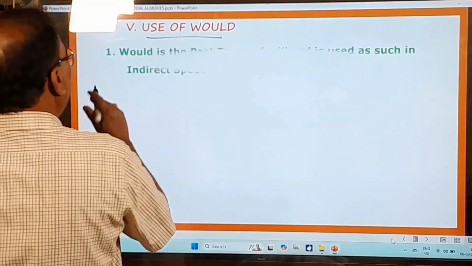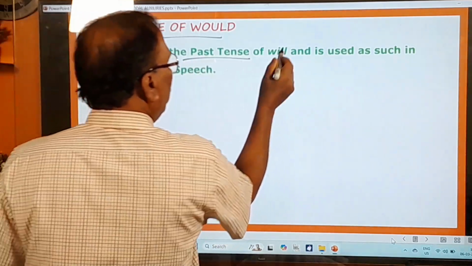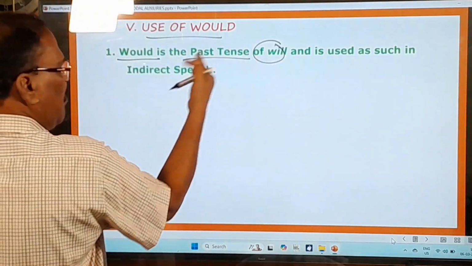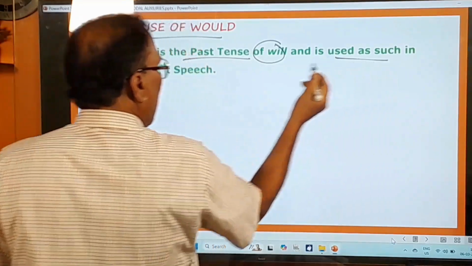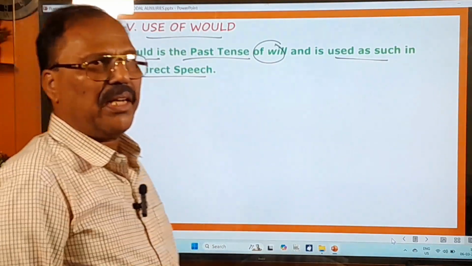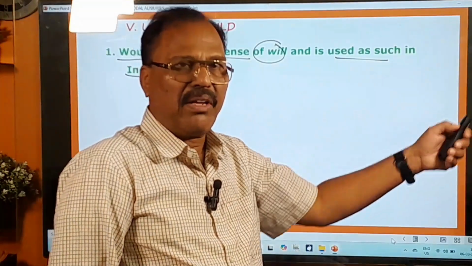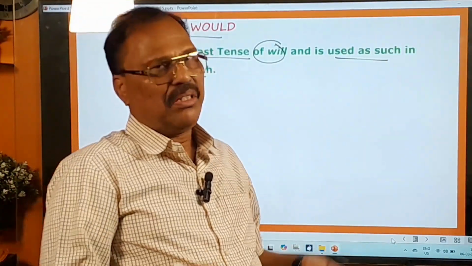Here you pay attention. The first use of this would is the past tense of will. The future tense is will, and would is the past tense. It is used as such in indirect speech. So if there is a will in the direct speech, whenever you change that into indirect speech, you must change it into would. That you know very well.